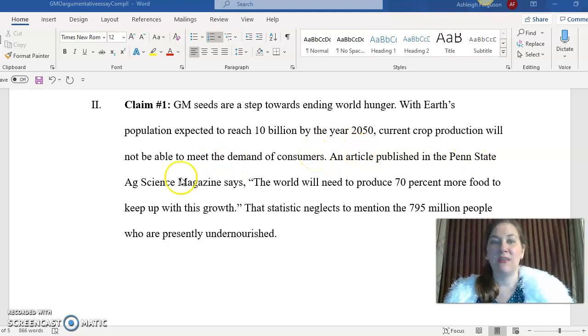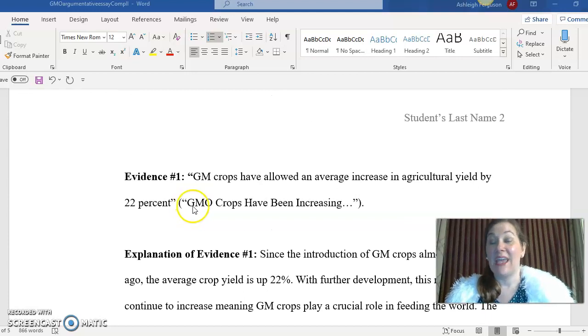An article published in the Penn State Ag Science magazine says the world will need to produce 70% more food to keep up with this growth. That statistic neglects to mention the 795 million people who are presently undernourished. So he's educating us about what the problem is and also how GM foods can solve this particular problem. And then notice he has further evidence as supporting proof of why GM foods could help alleviate this issue. GM crops have allowed an average increase in agriculture yield by 22%, okay? And that's, of course, his article title where he found it.